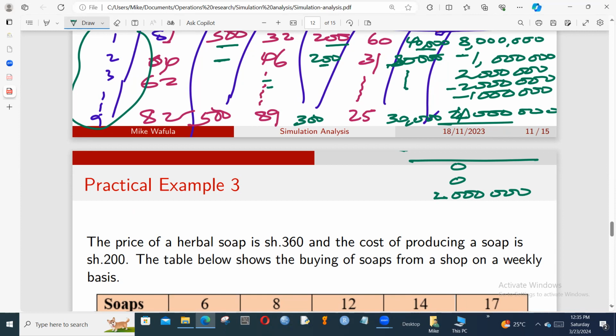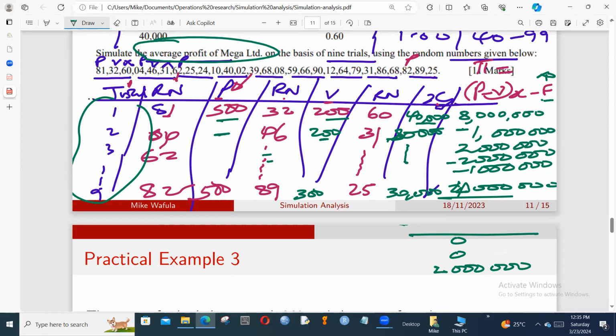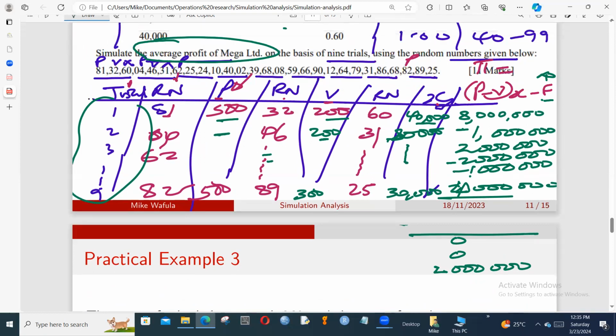On the fifth trial, this is 1, 2, 3, 4. This is a loss of 1 million. It's 0, not this one, because of the formula.